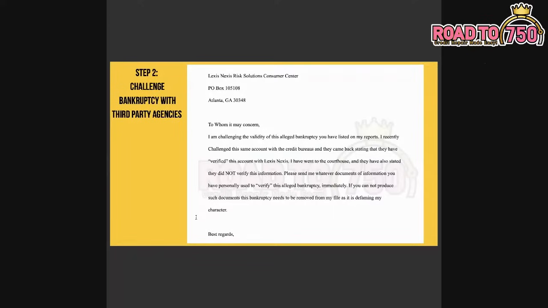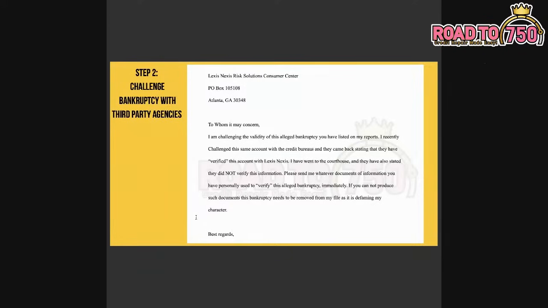ARS address, right? So the letter literally just says, I'm challenging the validity of this alleged bankruptcy you have listed on my reports. I recently challenged this same account with the credit bureaus, and they came back stating that they have verified this item with LexisNexis. I have went to the courthouse, and they have also stated that they did not verify this information. Please send me whatever documents of information you have personally used to verify this alleged bankruptcy immediately. If you cannot produce such documents, this bankruptcy needs to be removed from my file as it is defaming my character. Right? So this is just a third party agency dispute letter.